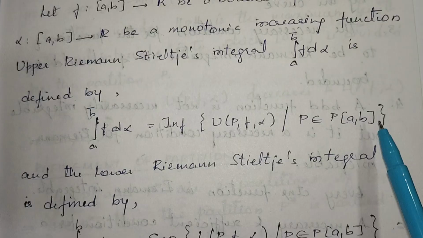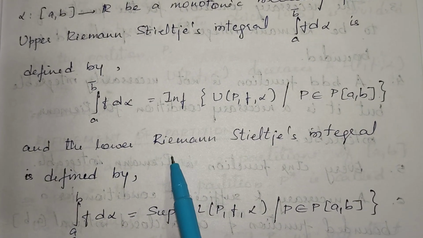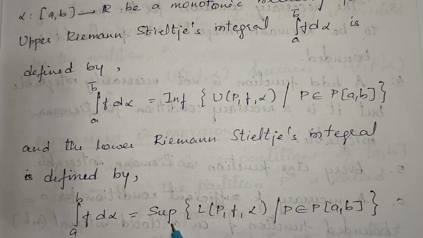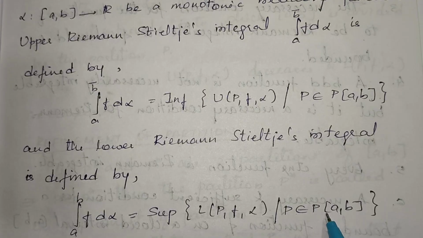And similarly, lower Riemann Stieltjes integral, this will be defined as supremum of L of P comma f comma alpha, where P belongs to P of a comma b.